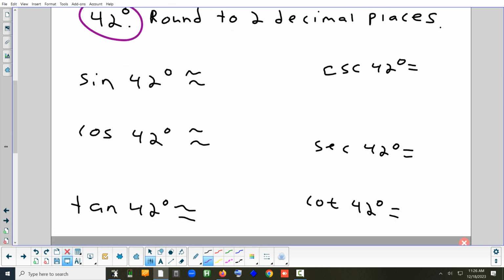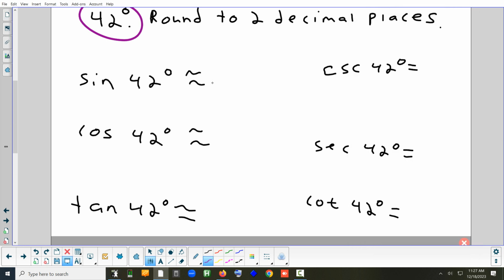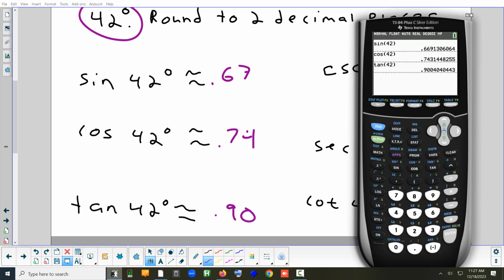And then you just type them in. So we've got the sine of 42, cosine 42, and tangent 42. Those are the three answers to the ones on the left. And it said round them to 2 decimal places, so what do we got? 67, 74, and 90. Any questions on getting those three?